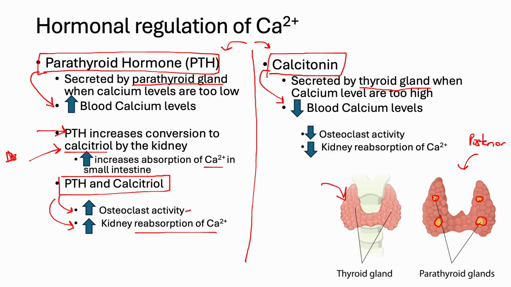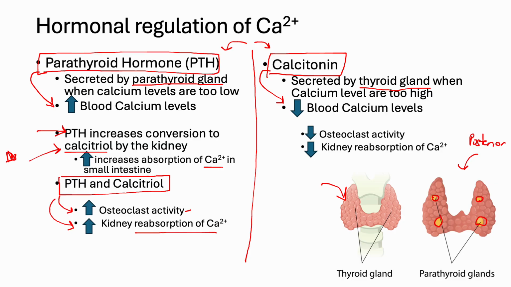Now, what about calcitonin? So it's going to have the opposite role, right? It's going to work to reduce our blood calcium levels when they get too high. So how does it do that? Well, it decreases the osteoclast activity. So in other words, it says, no, don't break down any more bone tissue. I don't want any more calcium released in the blood.